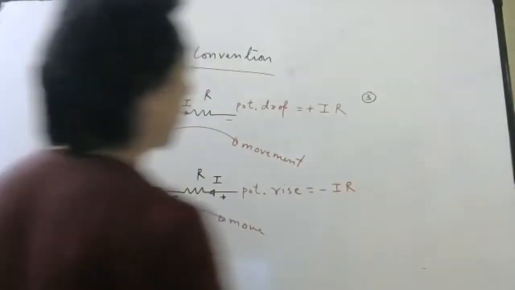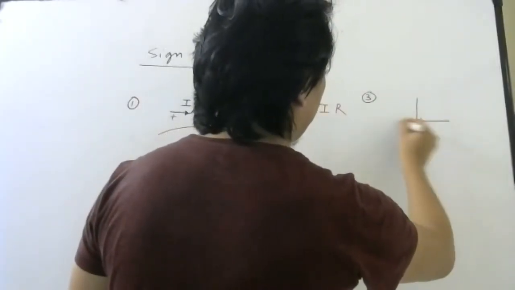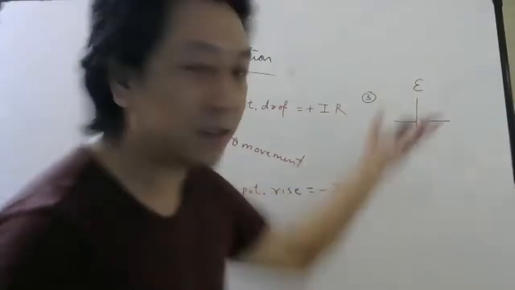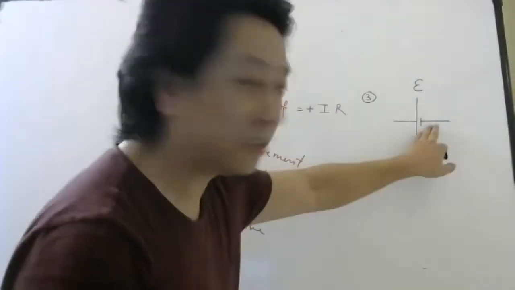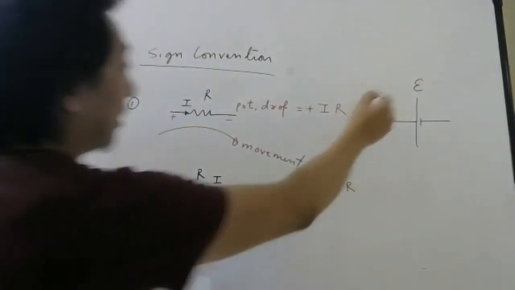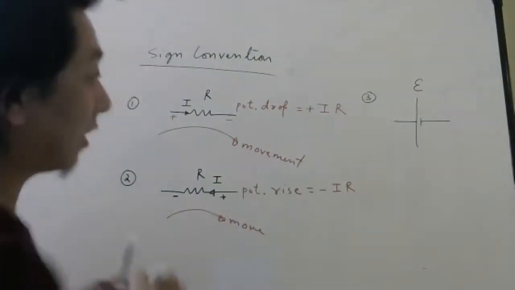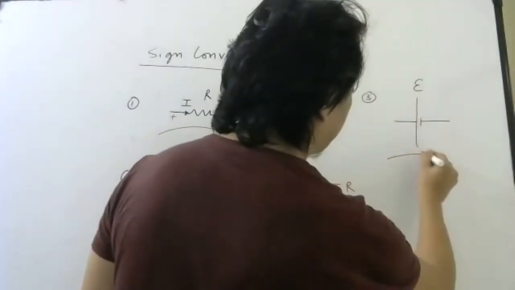Third case is for cell, for battery. For battery, the potential difference we write is EMF. Internal resistance we don't have to worry about, we can count it this way only. So for EMF, suppose this is how the battery is in the circuit and you are moving this way. Please try to see carefully.